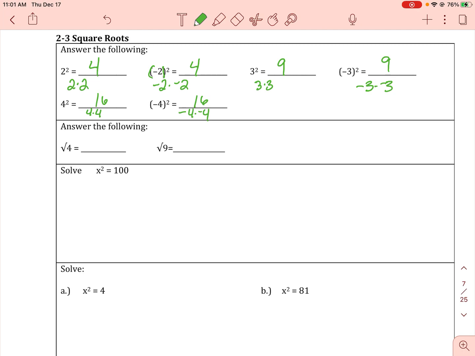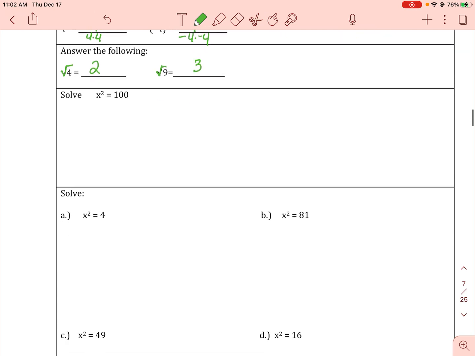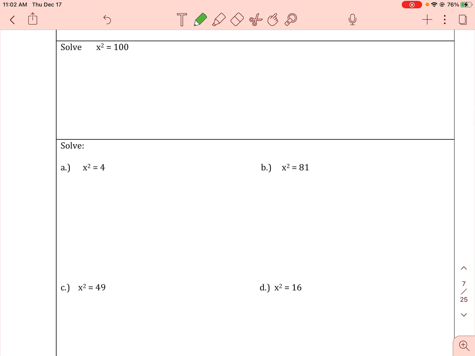Now the opposite of squaring a number is called a square root, where we do the inverse of squaring. So here we have the square root of 4. This is the opposite of squaring a number. So what number times itself equals 4 is what we're trying to figure out. When we take just a number like this, the square root of 4, we just get one answer of 2, because 2 times 2 is 4. Now the square root of 9 here, again, what number times itself equals 9? That is 3.